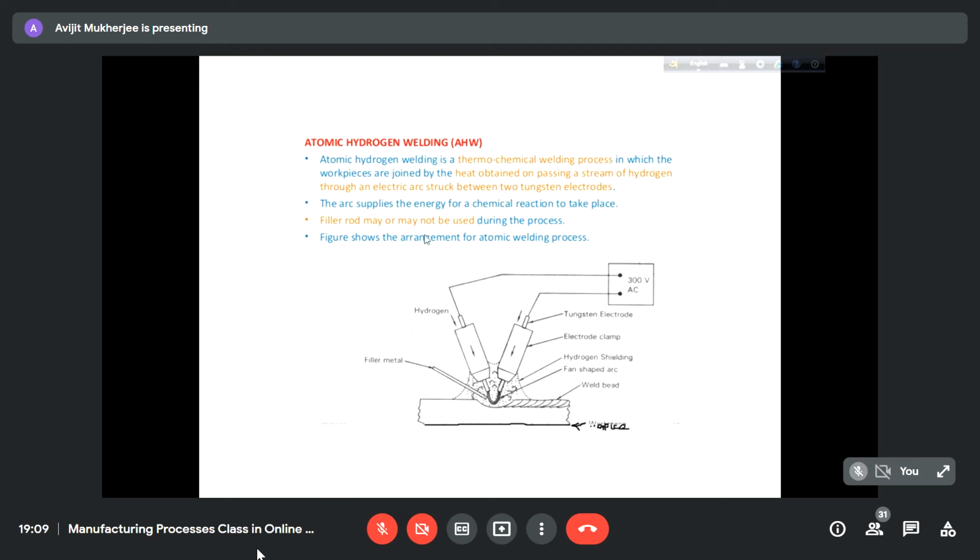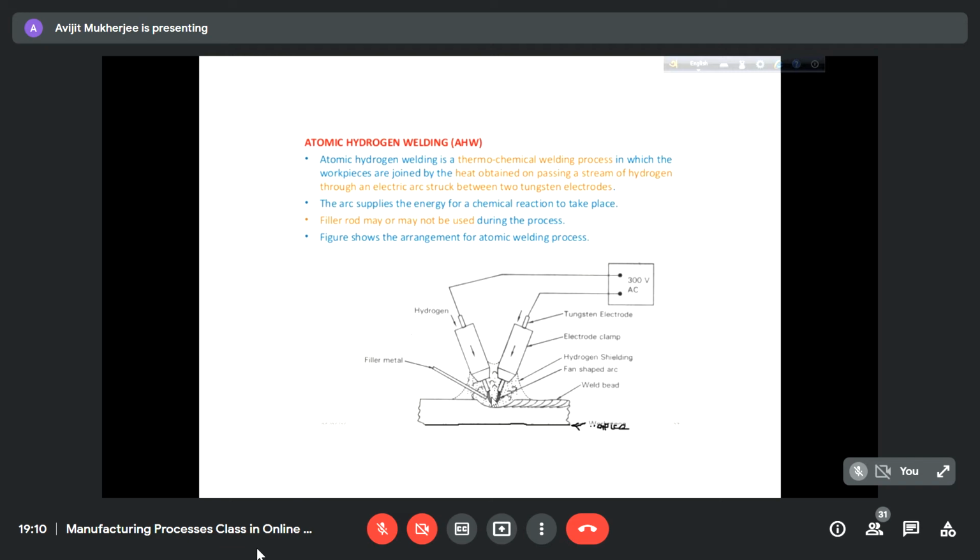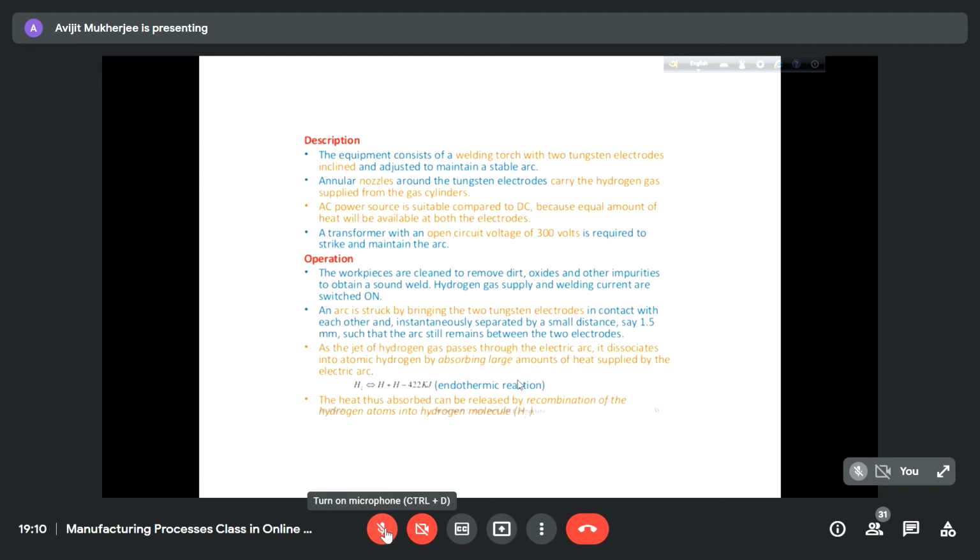Filler rod may or may not be used depending on the requirement. There are various technical details and complexities, but you don't go for that. You just draw a schematic diagram with proper labels and just discuss the phenomenon. Two electrodes are striking, that is the principle, and hydrogen is fed in this fan-shaped arc. So atomic hydrogen is produced and a tremendous amount of heat is generated. And this is also hydrogen shielding, as the hydrogen is fed here. Okay, atomic hydrogen. So these are the descriptions.